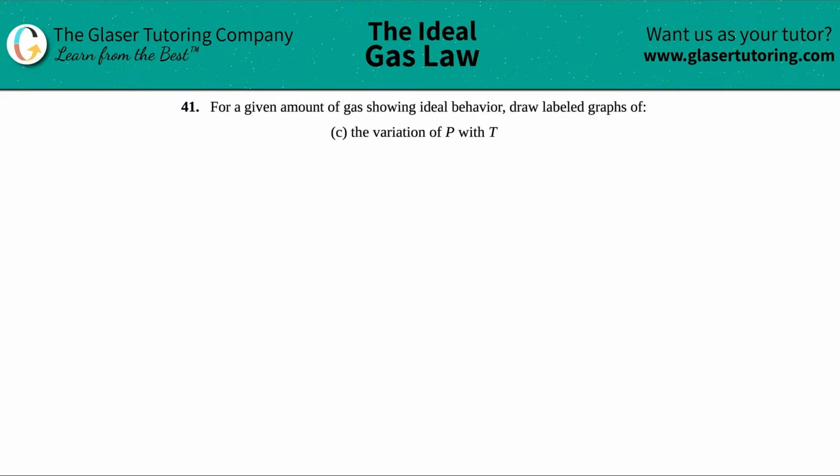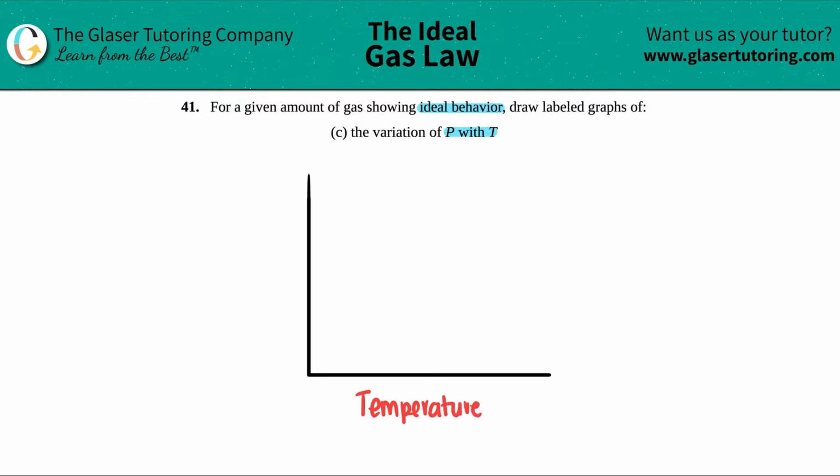Number 41. For a given amount of gas showing ideal behavior, draw labeled graphs of, and then we have letter C. So we have to draw a graph for the variation of pressure with temperature. So the first thing I'm going to do is draw out my nice little graph. And if we have pressure and temperature, generally the temperature is going to be the independent axis, aka it's going to be on the x-axis. So temp on the bottom and pressure on the side.